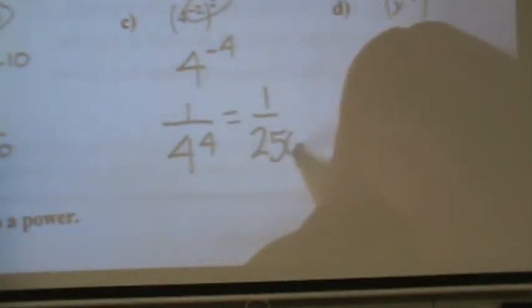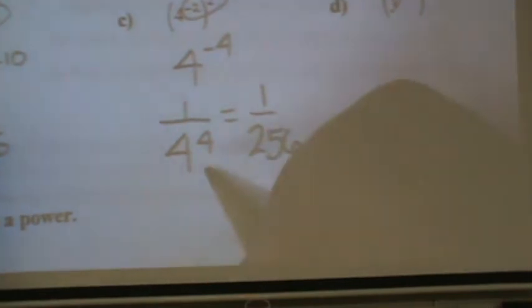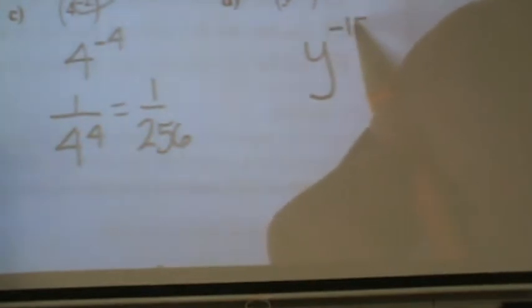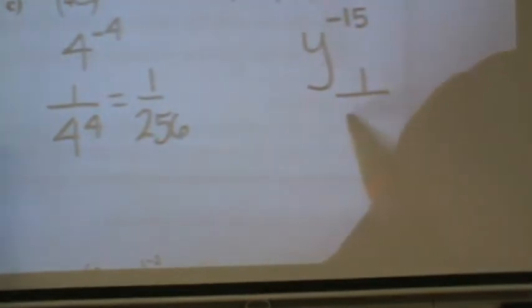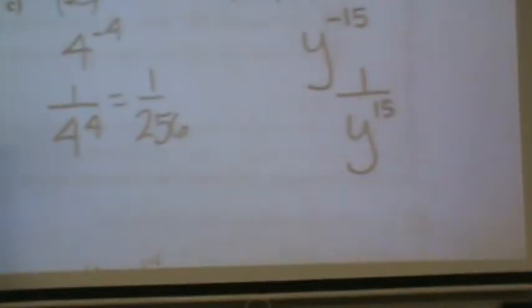C, 4 to the what power? What do you do with these two? -4, or 1/256. 4 times 4 times 4 times 4 is 256. Okay, how about D? Y to the what power? Good.